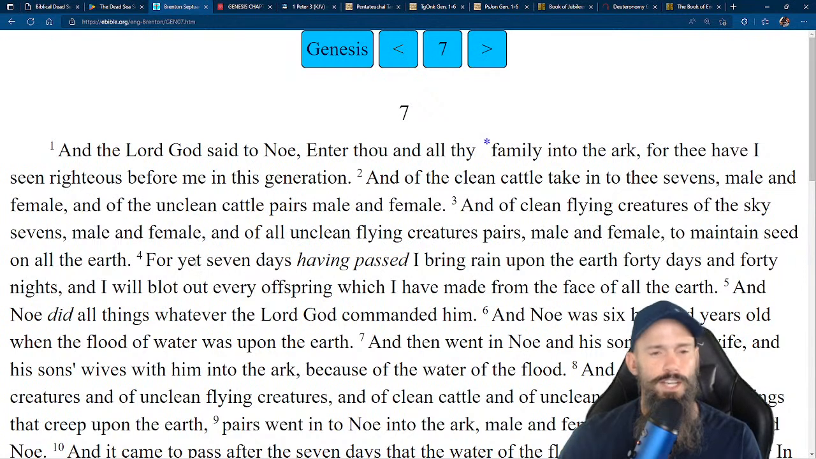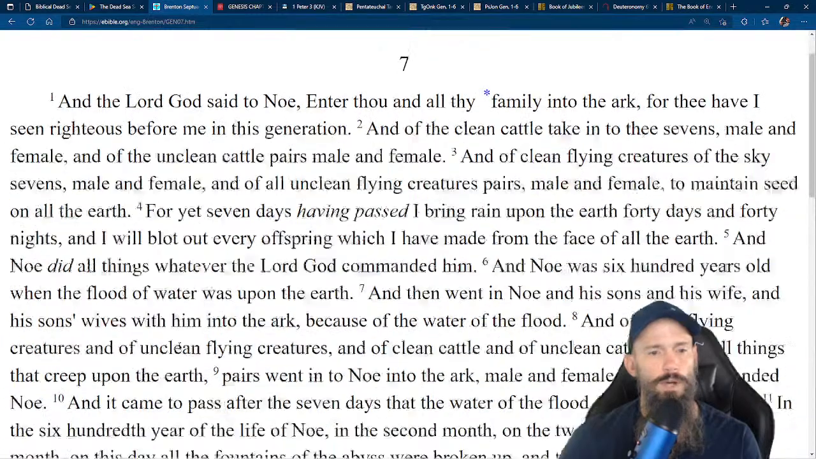For yet 7 days having passed, I bring rain upon the earth 40 days and 40 nights, and I will blot out every offspring which I have made from the face of all the earth. And Noah did all things whatsoever Yahuwah commanded him, and Noah was 600 years old when the flood of water was upon the earth.